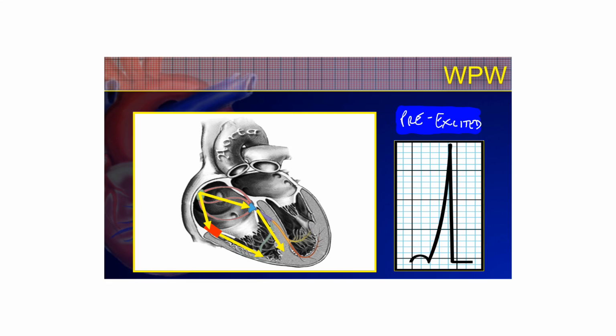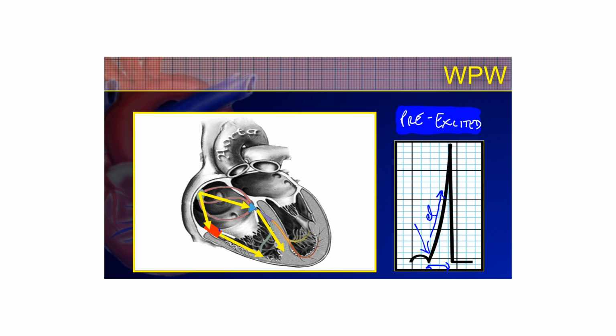But you're going to see that you have a shortened PR interval and a delta wave. So short PR interval, that's here, and this slurred upslope of the QRS is called a delta wave, and a widening of the QRS complex, because the ventricles start getting depolarized a little bit sooner than they should, and that widens the QRS complex.